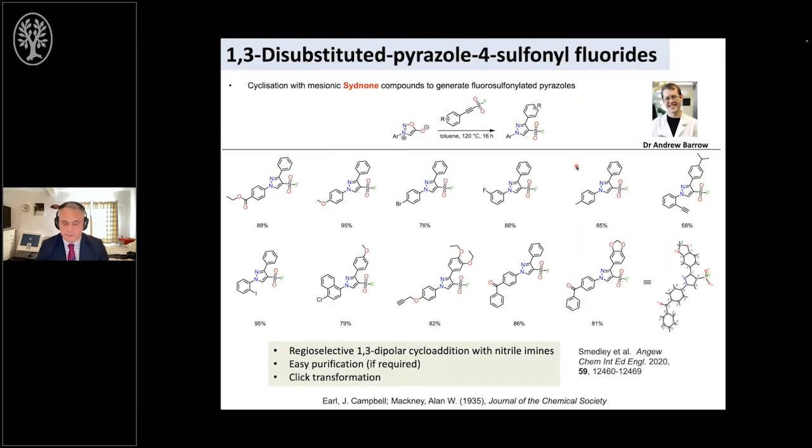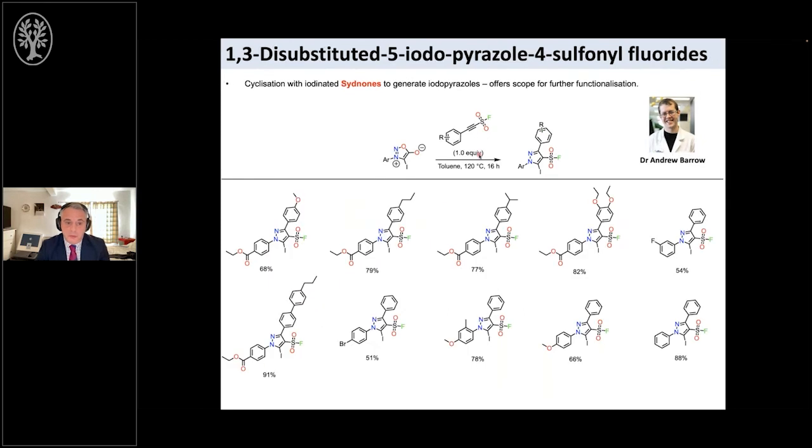What else can we do? Well, sydnones have already been mentioned earlier on. Well, we couldn't forget them either. So Andrew, my colleague, went away and investigated the chemistry of sydnones, and again, we got a single regioisomer. It's the same old story, relatively good yields, generally quite high, easy purification. So I do think this qualifies again as a click reaction. Even with iodo sydnones, we get some nice products. In this case, we get the 4-sulfonyl fluoride with the 5-iodo group.